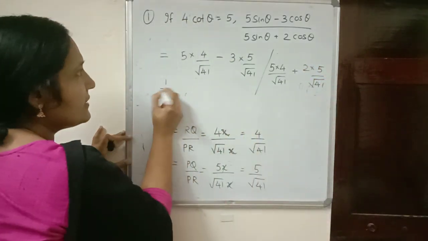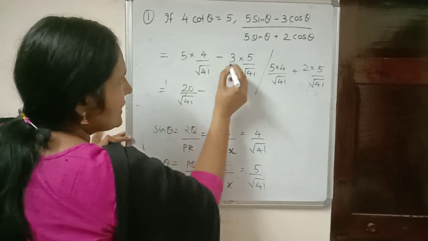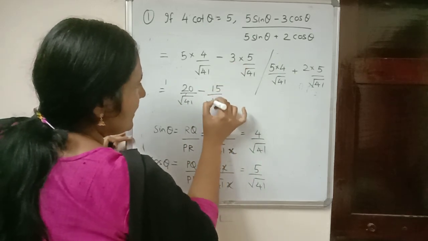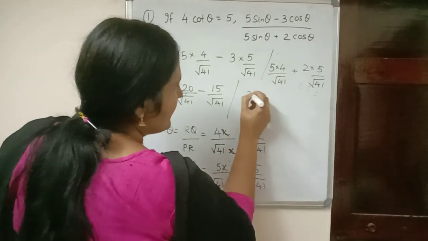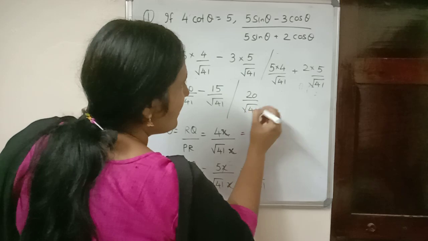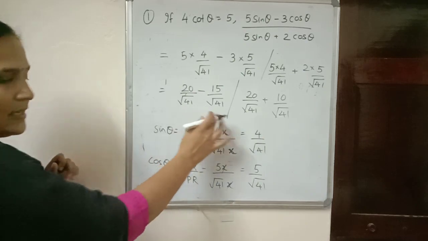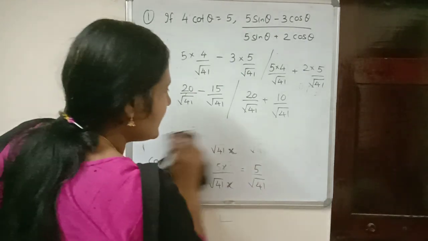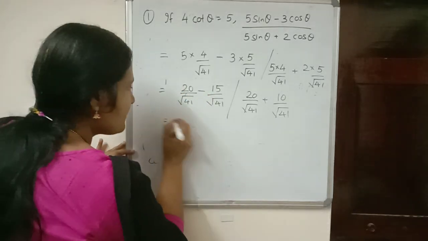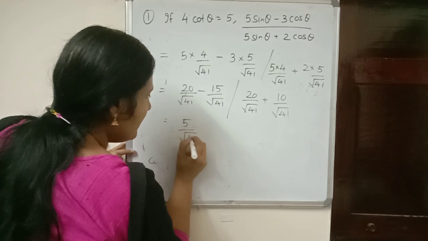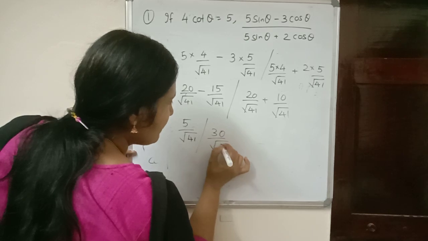Now we will simplify it. 5 into 4, 20 by root 41, minus 3 5s are 15 by root 41, whole divided by 5 4s are 20, 20 by root 41 plus 2 5s are 10 by root 41. Now denominators are the same, so directly we can do the addition or subtraction. So it will be equal to 20 minus 15, 5 by root 41, divided by 20 plus 10 will be equal to 30 by root 41.